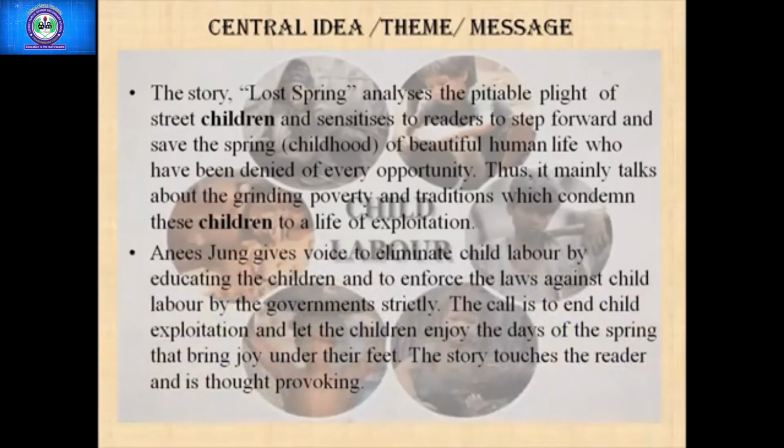Anees Jung gives voice to eliminate child labor by educating the children and to enforce the laws against child labor strictly by the governments. The call is to end child exploitation and let the children enjoy the days of spring that bring joy under their feet. The story touches the reader and is thought-provoking.